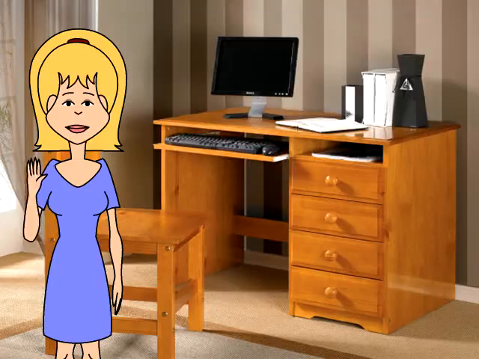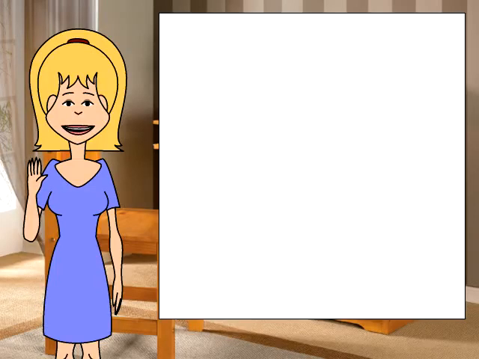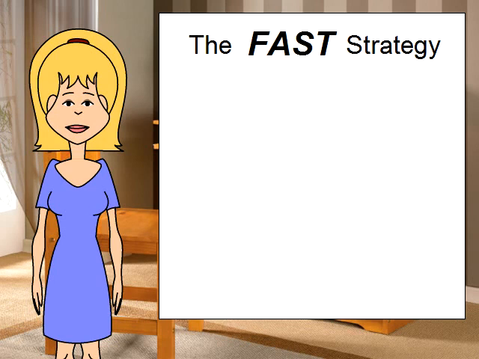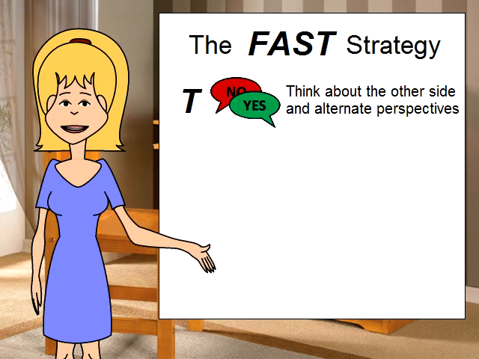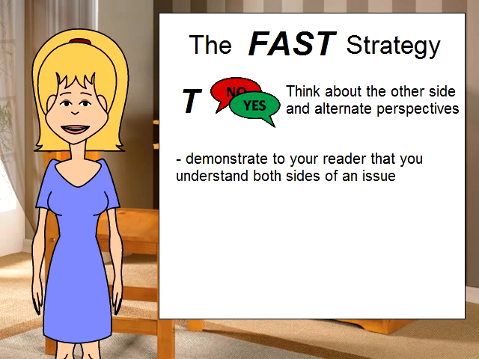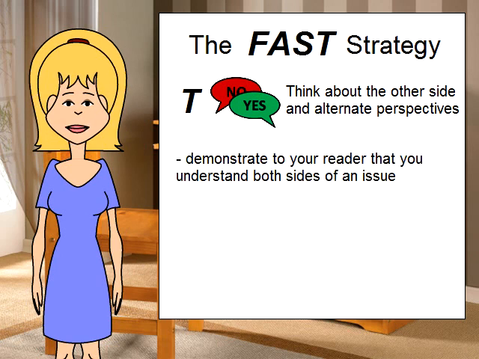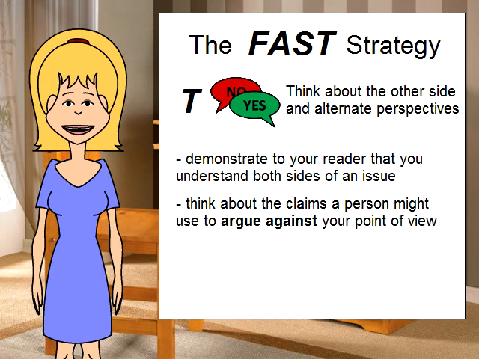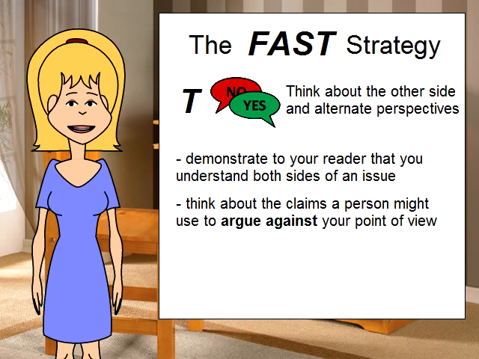Hello. This lesson discusses the last part of the fast free reading strategy. The letter T, which stands for think about the other side and alternative perspectives. This strategy can help you show the reader that you understand both sides of an issue. Try to imagine the claims a person might use to argue against you.